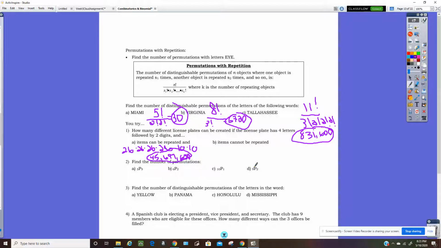And then if it cannot be repeated, it would be 26 times 25 times 24 times 23 times 10 times 9.